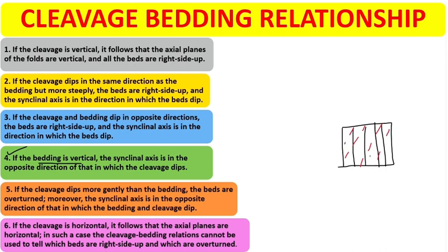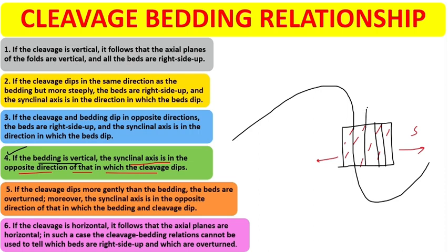Now, what did we learn from this? The synclinal axis is in the opposite direction to that in which the cleavage dips. If the cleavage is dipping toward our left, then the syncline is toward our right. So if I construct this whole thing, it is something like this. It is also a case of an asymmetrical fold. This is our axial plane and this is the cleavage.